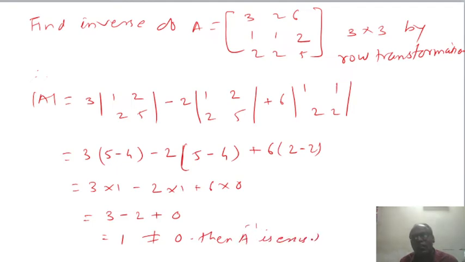Remember this thing. While finding the inverse, you should find the determinant of the matrix, and if it is not equal to 0, then and only then we get the inverse. Now after this we should write the equation A into A inverse is equal to I.